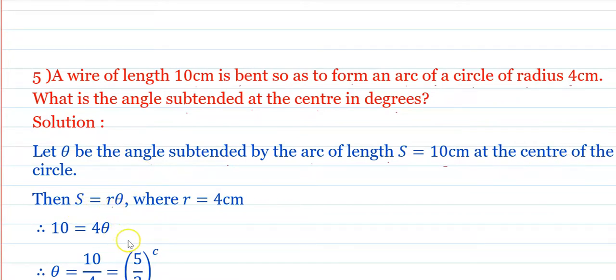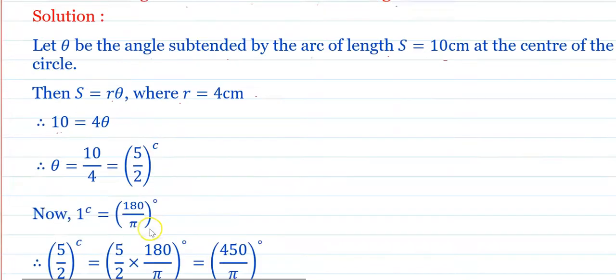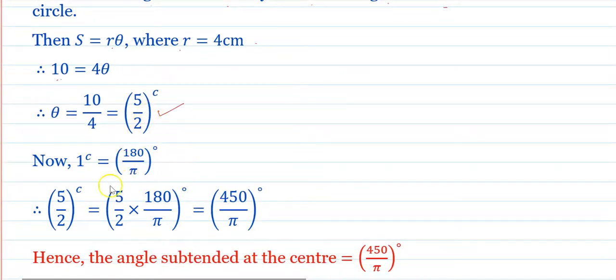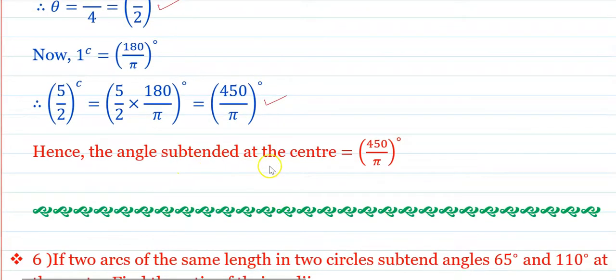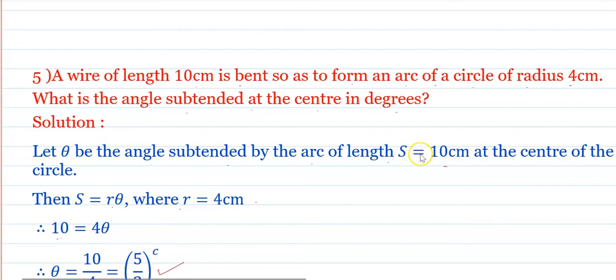S is equals to r theta. R is equals to 4 centimeter. Substitute the value of S and R. Then you will get 10 is equals to 4 theta. And therefore theta is equals to 10 by 4. That is 5 by 2 radian. Okay, now convert this radian to the degree. That is 5 by 2 into 180 upon pi. Then you will get 450 upon pi degree. And hence the angle subtended at the center is 450 upon pi degree. Okay, easy question.